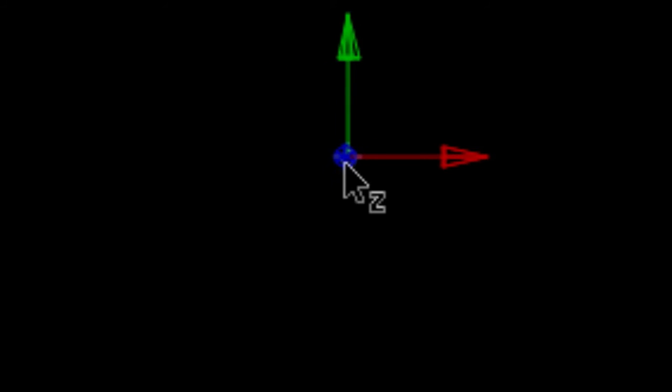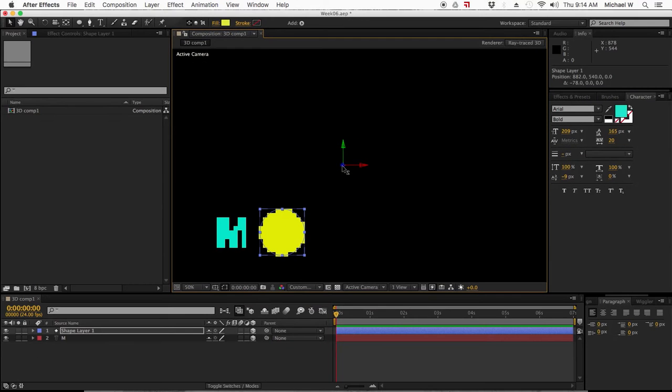Z is back and forth towards the camera. X is side to side. And Y is up and down. So just look at the way the arrows are pointing. This is going up, that one's going to the side, and this one's pointing towards the camera. So that's how you move things in 3D space.